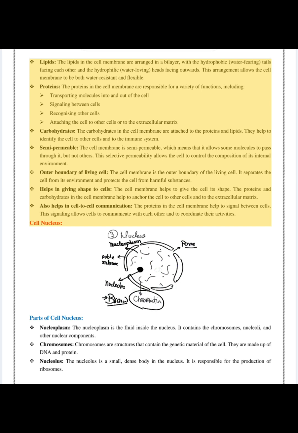The proteins in the cell membrane help to signal between cells. This signaling allows cells to communicate with each other and to coordinate their activities.